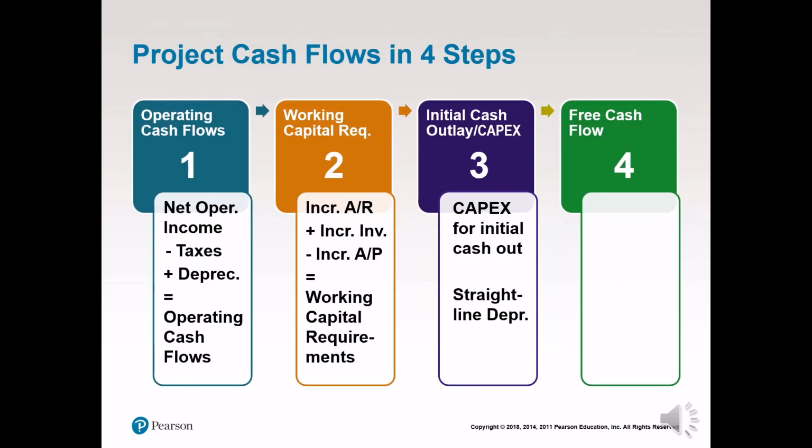To determine our project cash flow, we start with step 1, operating cash flows. Step 2, working capital requirements. Step 3, capital expenditure requirements. That is determining the cost of the actual capital purchases for that initial cash outlay and determining straight line depreciation.